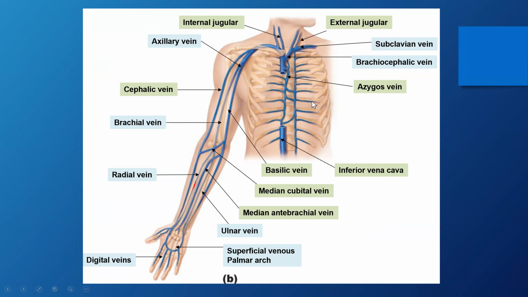You can also see we have inferior vena cava over here, and another vein that is azygous vein, and azygous vein brings blood to the superior vena cava. And intercostal veins.